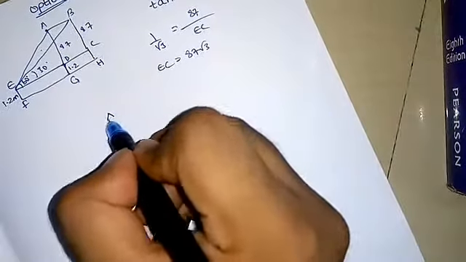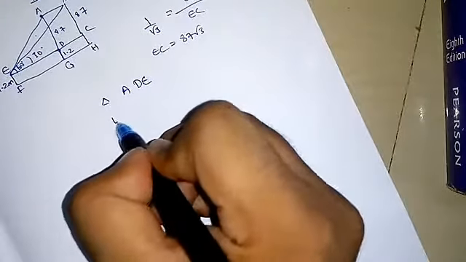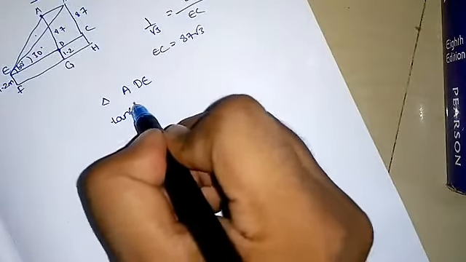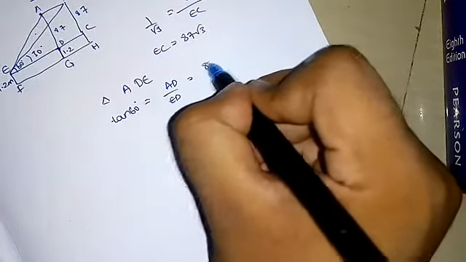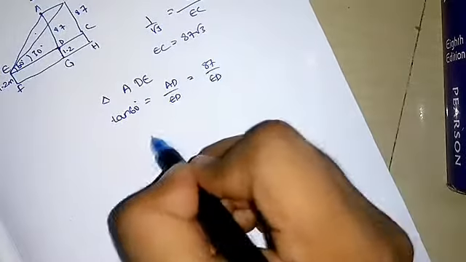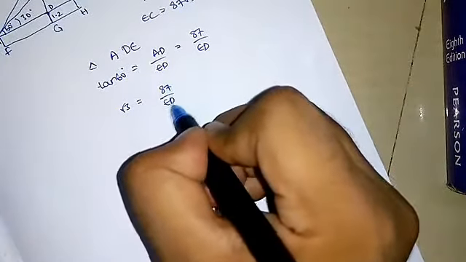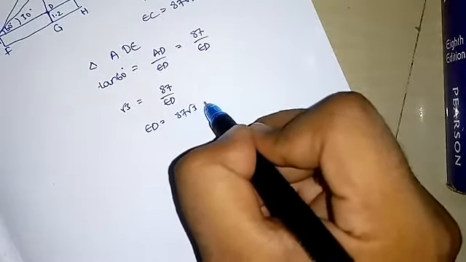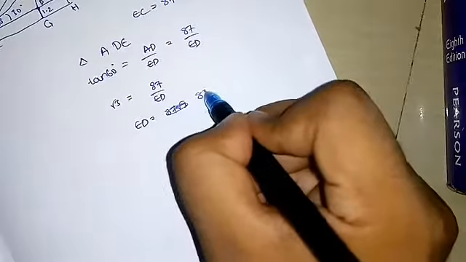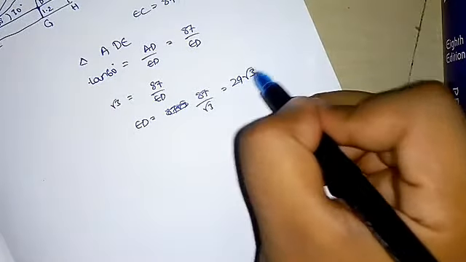Now in triangle ADE, tan 60 degrees is equal to AD by ED, which is equal to 87 by ED. Tan 60 is root 3, which is equal to 87 by ED. ED is equal to 87 root 3. Sorry, 87 by root 3, which is equal to 29 root 3.